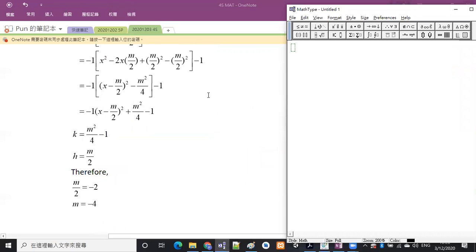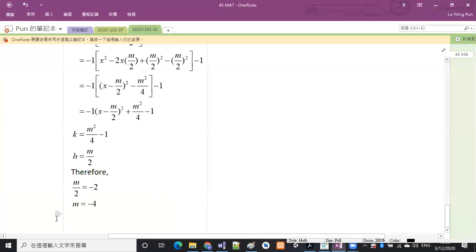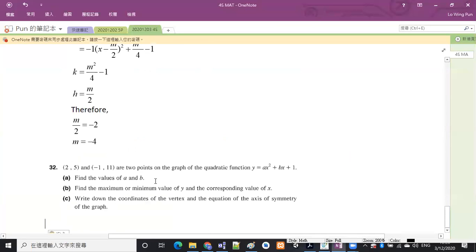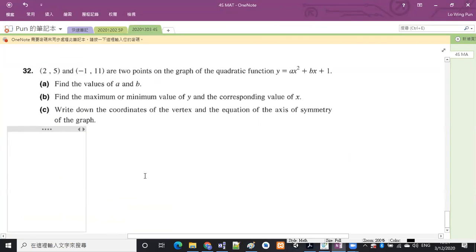Okay, the last one, question number 32. 2, 5 and negative 1, 11 are 2 points on the graph of the quadratic function y equals ax squared plus bx plus 1. Again, there is a quadratic function with 2 unknowns, a and b. So you need to find the values of 2 unknowns, okay? And there are 2 points on the graph.